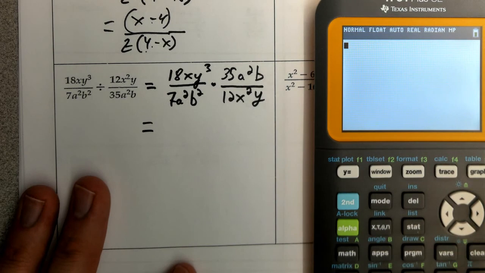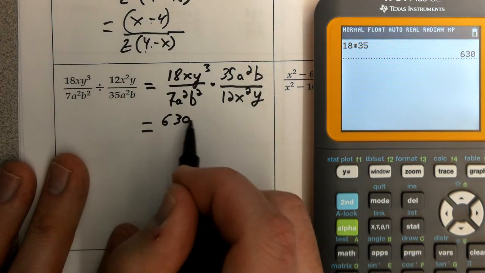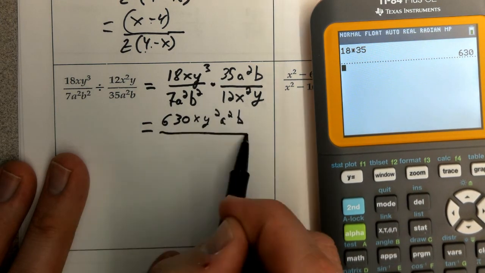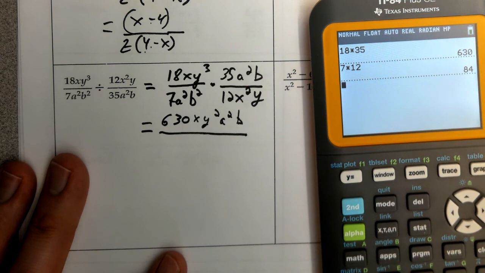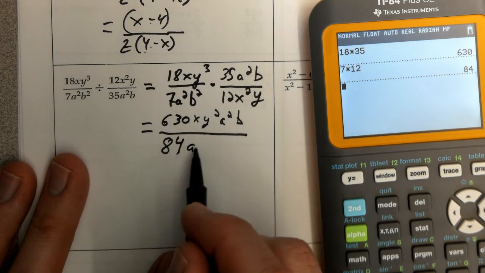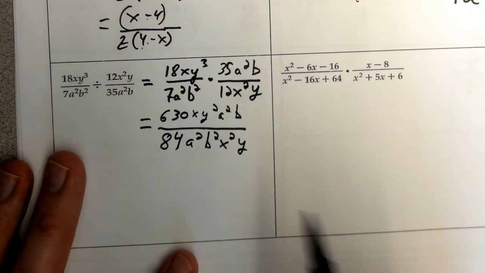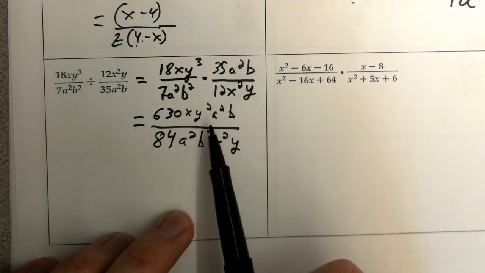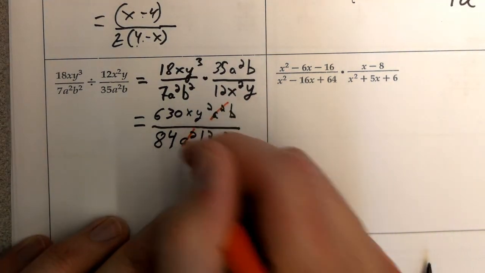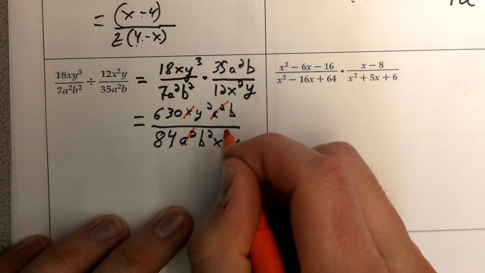So we have 18 times 35, that's 630. Then we have x, y squared, a squared, b. The bottom, we have 7 times 12, that's 84. I have a squared, b squared, x squared, y. And because all of these are being multiplied, I can now look for common factors in the top and the bottom and simplify accordingly. So I have a squared over a squared, that's 1 over 1. I have x over x squared, so that's going to be gone, and then this will be to the 1 power.